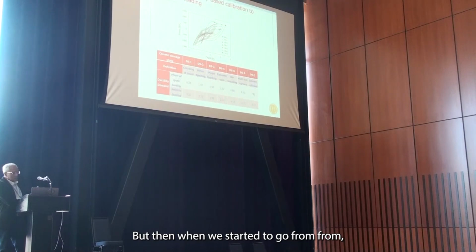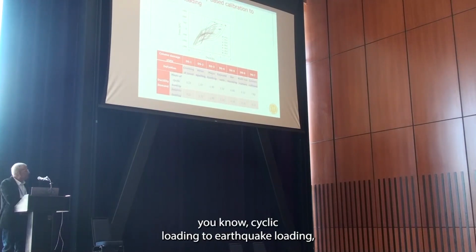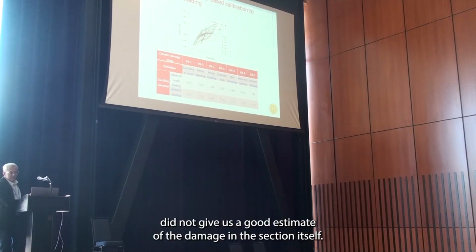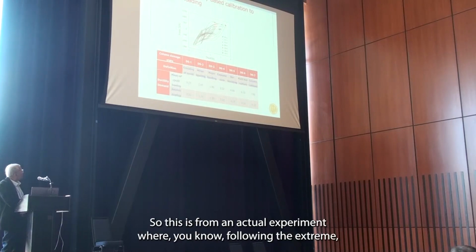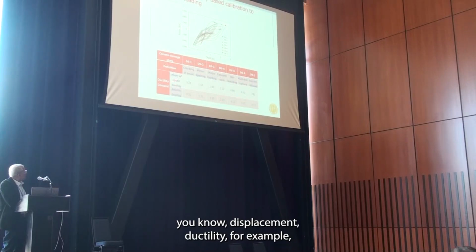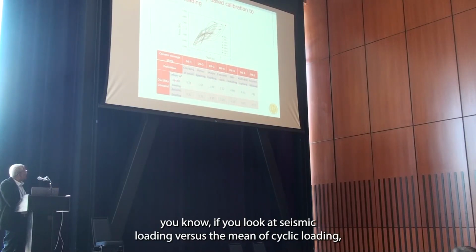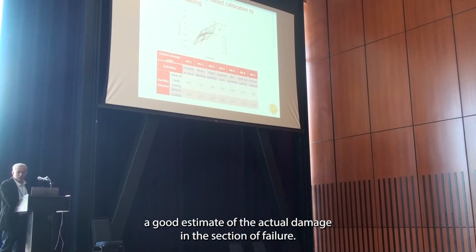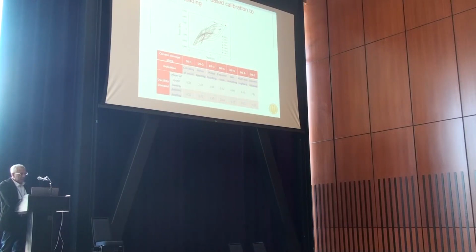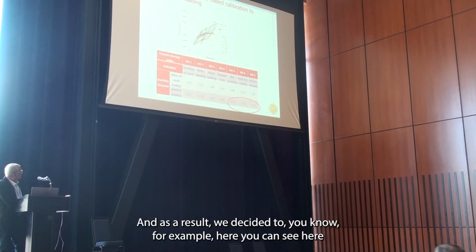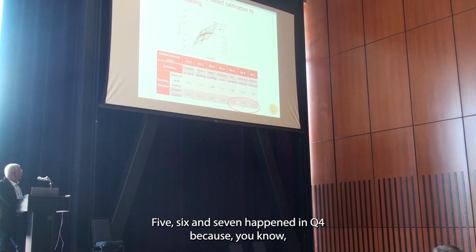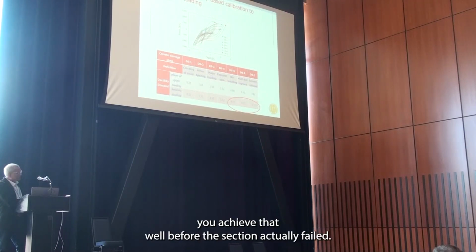But then when we started to go from cyclic loading to earthquake loading, what we found very interesting was that the peak ductility demand did not give us a good estimate of the damage in the section itself. So this is from an actual experiment. If you look at seismic loading versus the mean of cyclic loading, we found that just focusing on the peak ductility did not give us a good estimate of the actual damage in the section at failure. Here you can see the peak displacement at all of these damage states 5, 6, and 7 happened at a ductility of 4, because you achieved that well before the section actually failed.